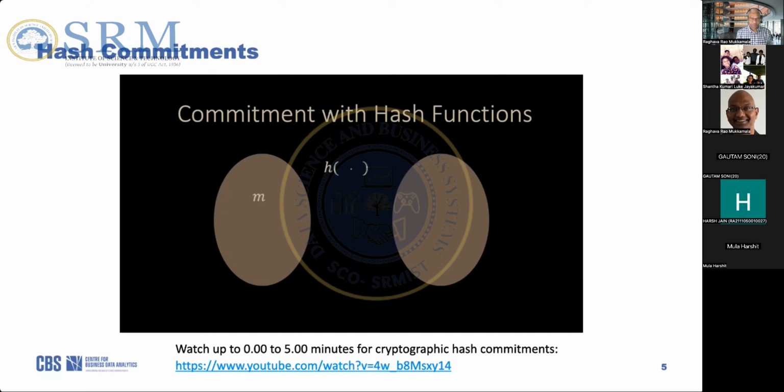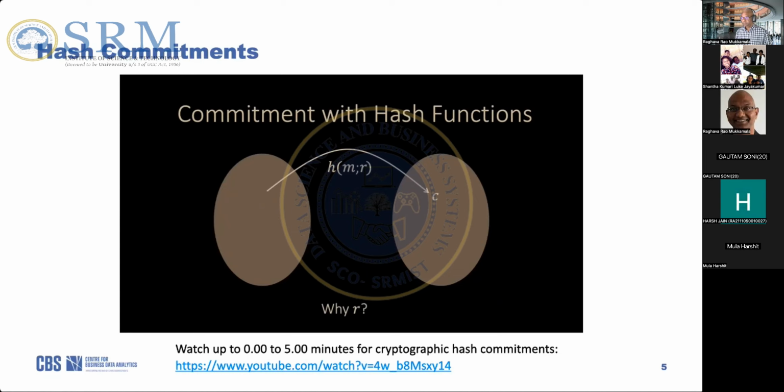Say Watson wants to commit to a message M. The protocol goes as follows. Watson chooses a random value, R, concatenates R with the message M, and then computes the hash function h of M concatenated with R. The result, C, is the commitment. Why do we need a random number? Take a moment to think about it.